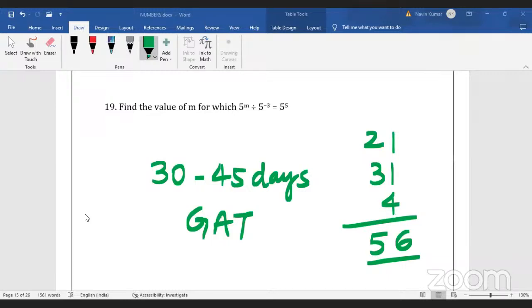So this is the first chapter that we are doing now, number system. And we will be able to complete our syllabus by 25th of January in 45 days. 45 days is more than enough for complete preparation of NIFT. And you have a total of 56 days left in your hand. Then you need to write mock test papers.